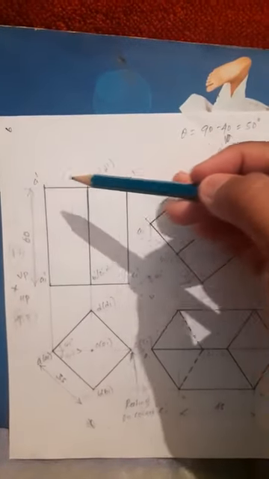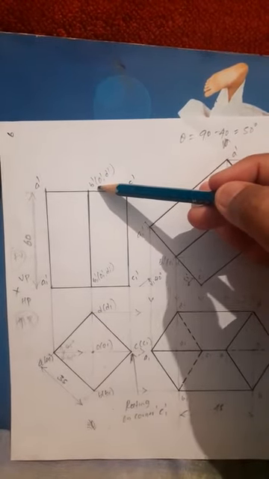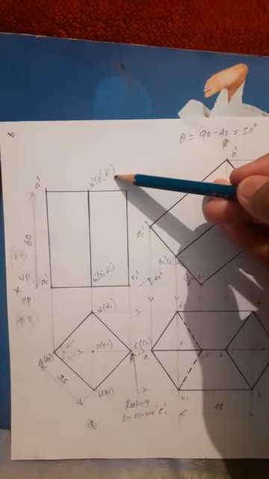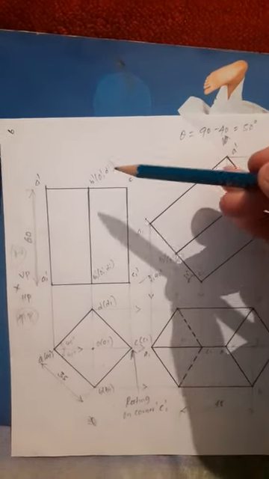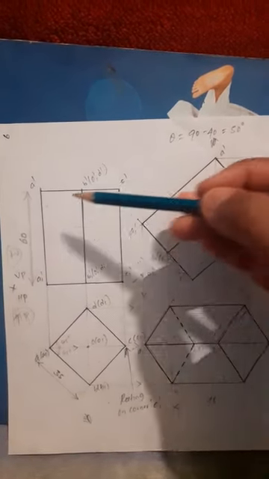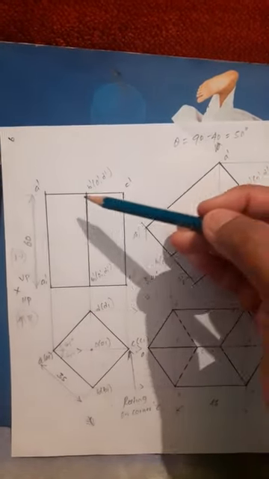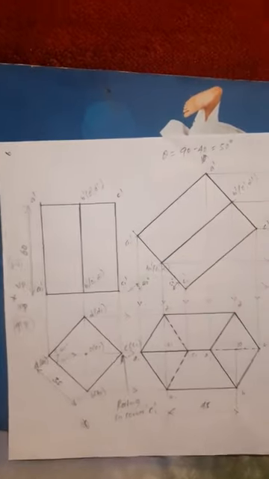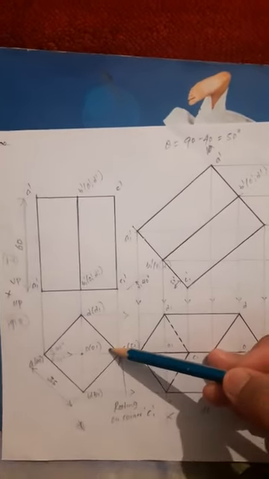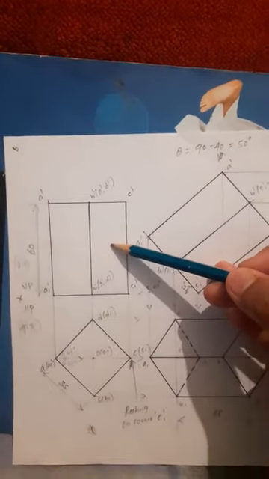A dash is visible, B dash is visible, O dash and D dash are invisible because they are far away from the observer. Those corners are far away from the observer, and C dash is visible. And when you join, how many rectangular faces do you get? Two rectangular faces are visible, right? This is the first position, top view and front view over.